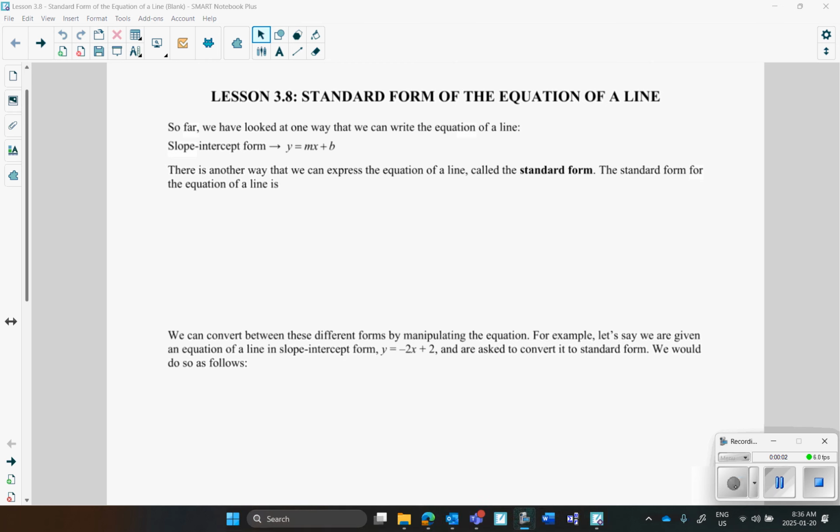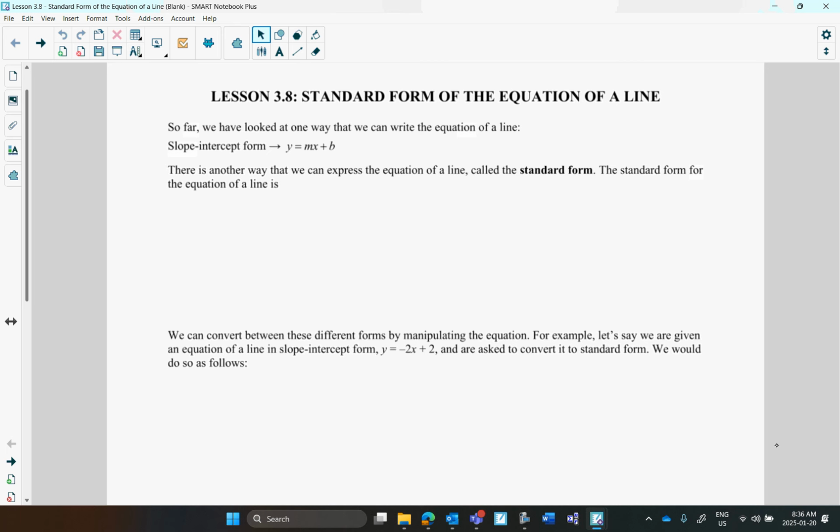So to wrap up this unit, there's really nothing new in this lesson. It's just a new way to show your final answer when you find the equation of a line. That's all. And you use algebra to find it.